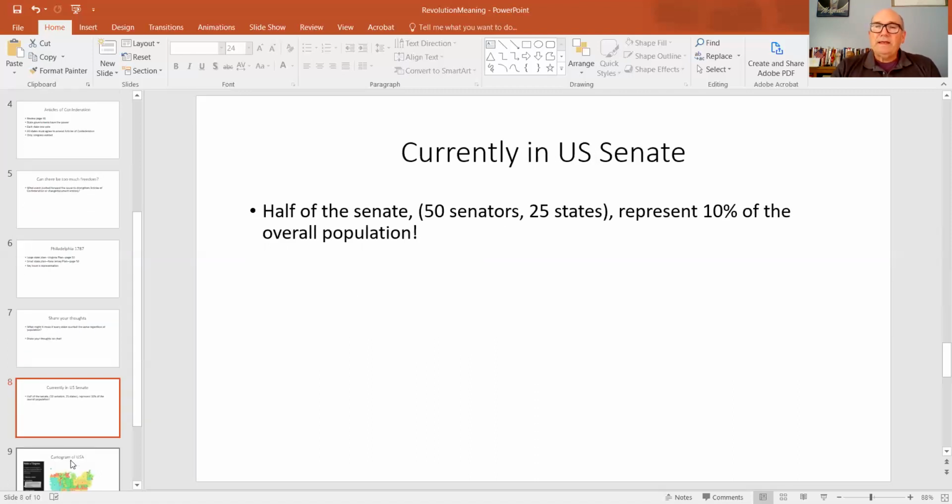Well, we do see something like that currently, but it's only in one of the governing bodies in the U.S. Congress, and that would be the U.S. Senate. Half the Senate, 50 senators representing 25 states, half the states, only represent 10% of the overall population. So in the Senate, what that clearly means is that some people are overrepresented and some people are underrepresented. And that may mean that some states have considerable power compared to their overall population.